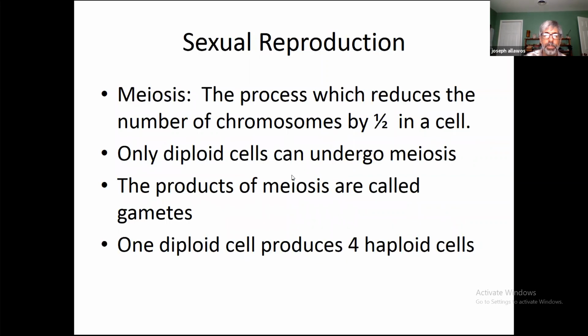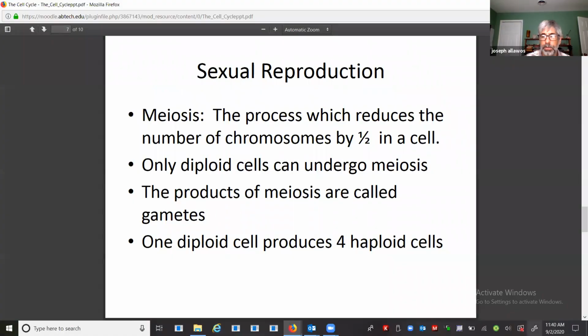Okay, so we talked about sexual reproduction, and meiosis is the process which reduces the number of chromosomes by 1/2 in the cell. So it should make sense then that only diploid cells can undergo meiosis. A haploid cell doesn't have any homologous chromosomes to pull apart. And we're going to see how one diploid cell actually produces 4 haploid cells instead of just 2. We're going to go through all this process with you in just a moment.